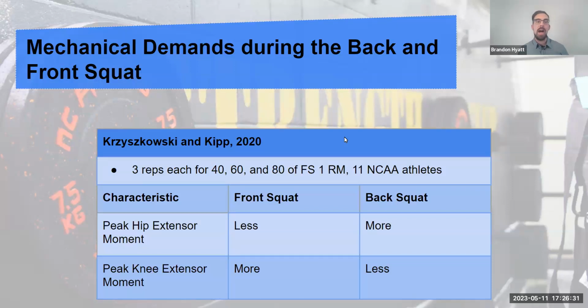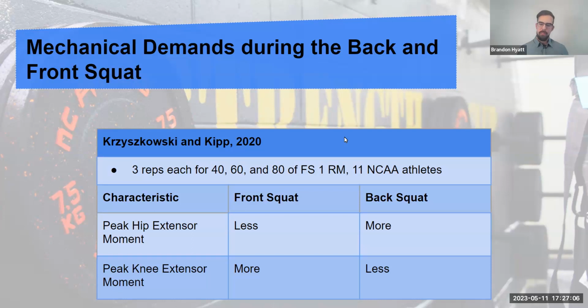Last study we'll look at for front versus back squat. This study by, I don't think I'll be able to say that, I'll just say Kip et al., 2020. They looked at peak hip extensor moments. And they found that there was a lot more hip extensor moment in the back squat and a lot more knee extensor moment in the front squat. And I think that has to do with the kinematic demands of the lift.